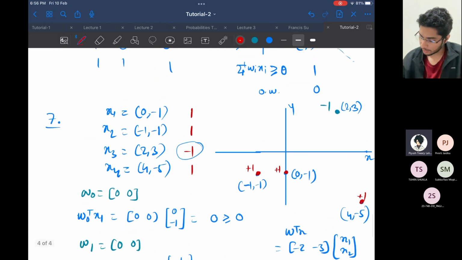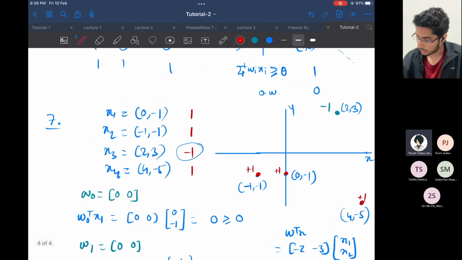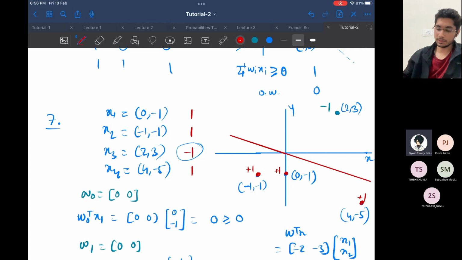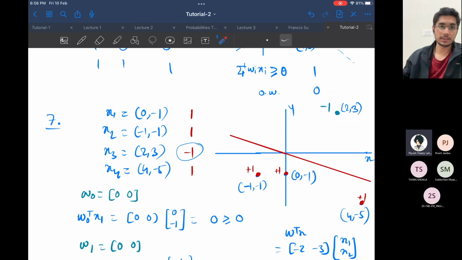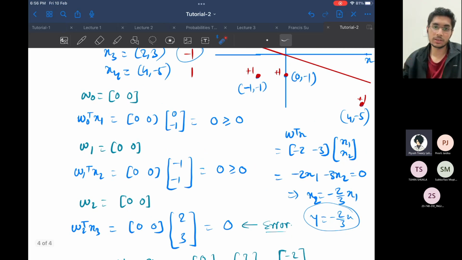So let me plot the line. Minus 2 by 3 will go something like this. Something like this, and you can see that this is a hyperplane, which correctly classifies these 3 points on one side and this point on the other side, and hence it is a good enough decision boundary, and you won't see any update in your perceptron algorithm from here on.